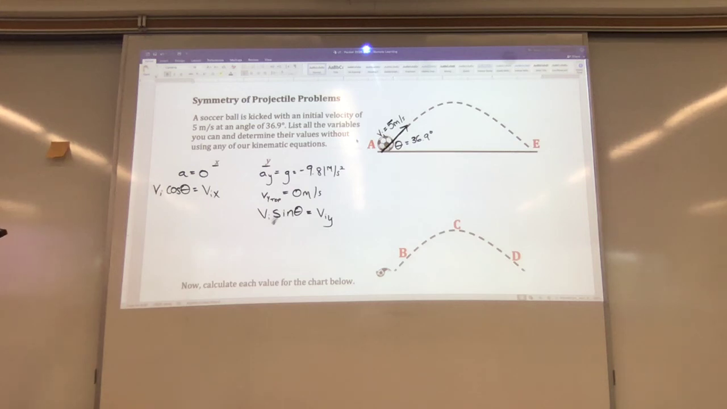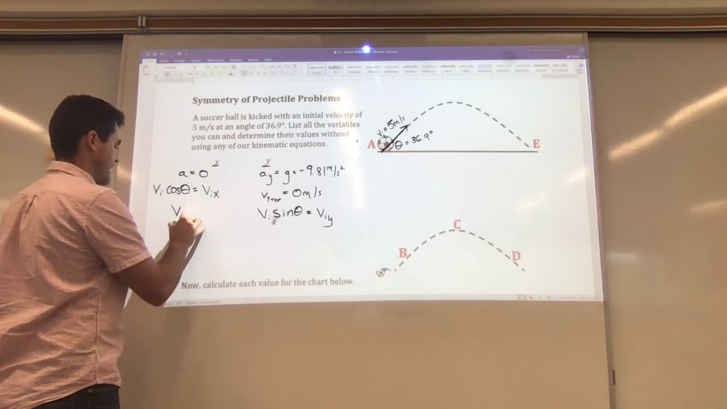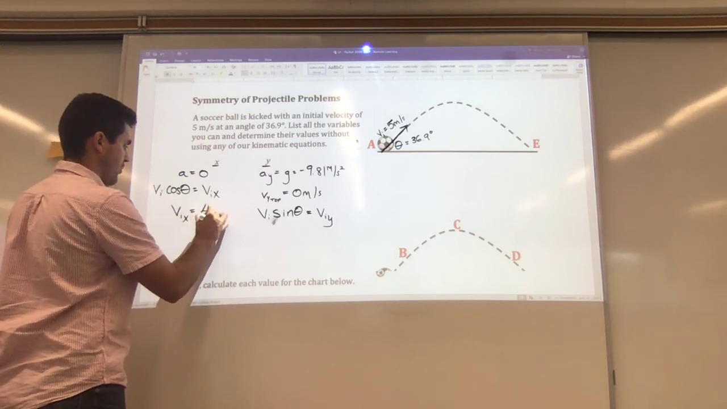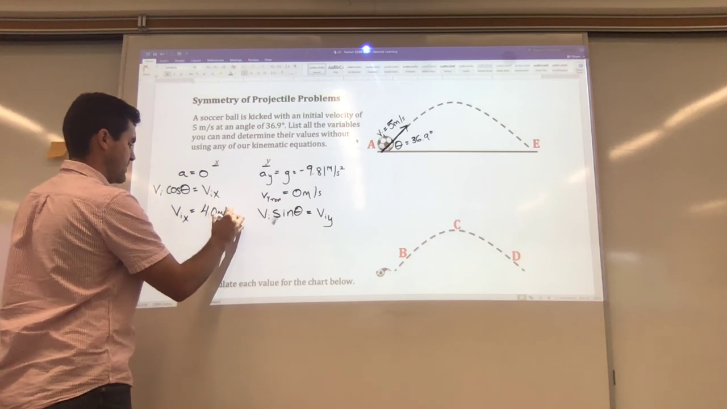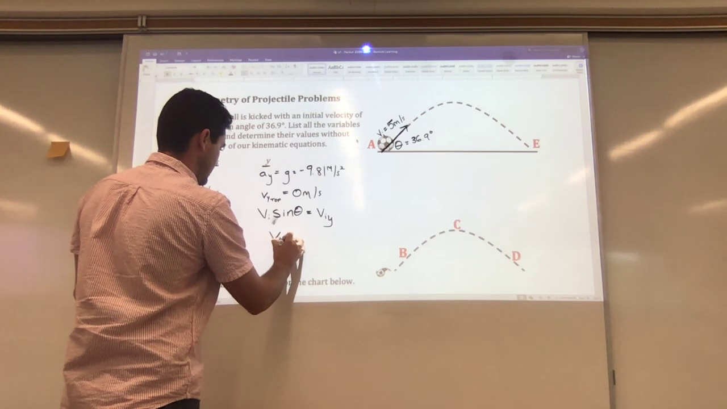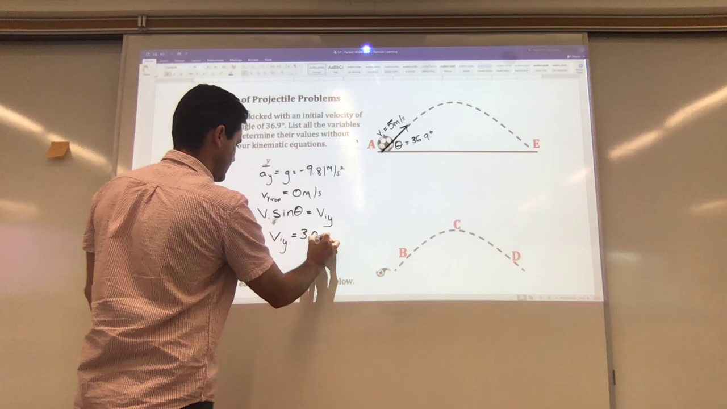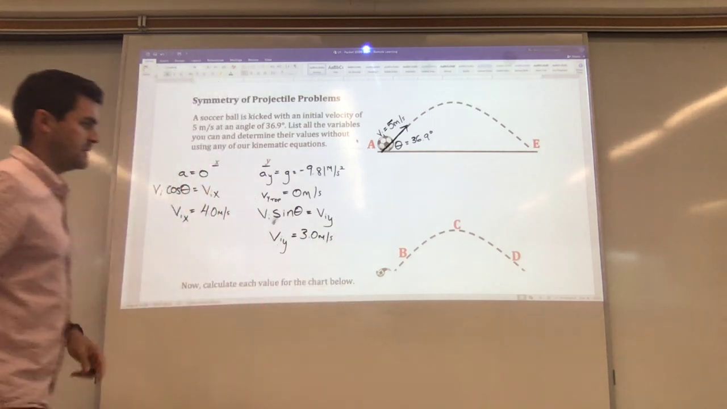I would make sure my calculator is in degree mode right now. I get that my initial x velocity is equal to 4.0 meters per second. I think I know what this one is off the top of my head now. Initial velocity in the y direction is going to be equal to 3.0 meters per second.